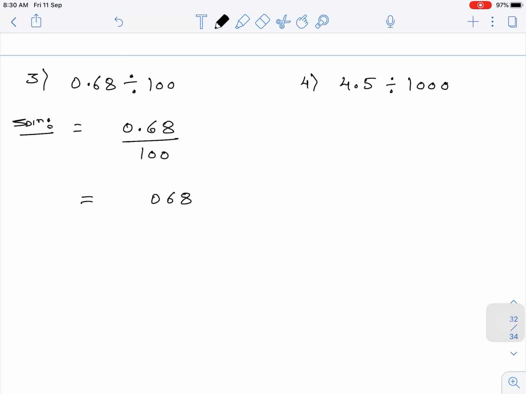The second digit we do not have, so we will write there 0. So now 1, 2, so the decimal will come here. Before this decimal no digit is there, so we can write here 0. So this is our answer, that is 0.068. Let us solve one more example.